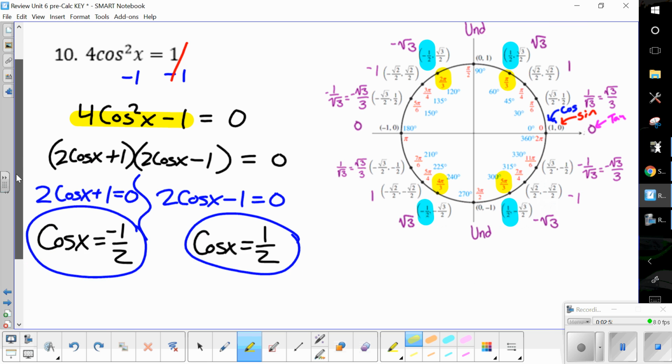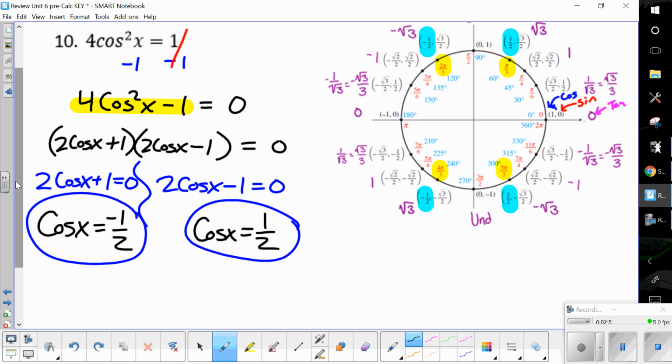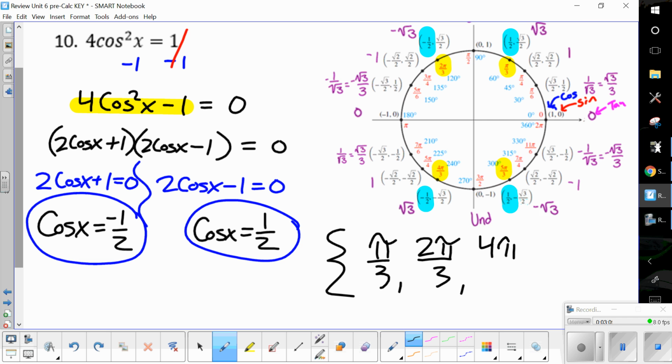And final answer, again, one lap around the unit circle. I'm going to go in order starting at 0, going on a counterclockwise rotation. But technically, you could have these in any order, and you'd still be fine. And final answer.